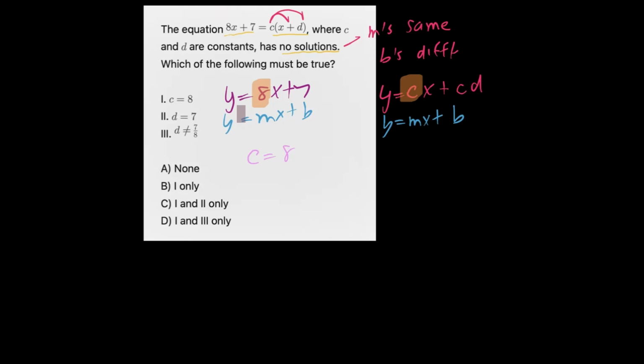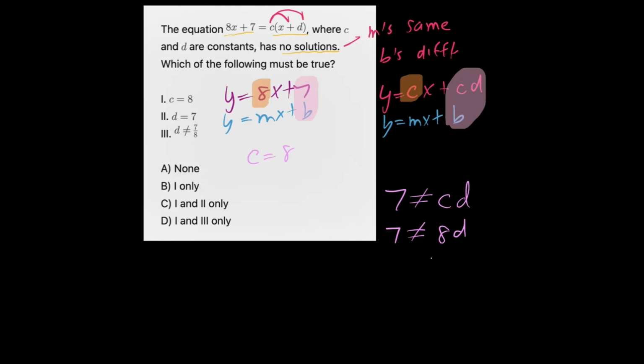But the y-intercepts being different, that's interesting here. Well, the y-intercept here is 7. The y-intercept here is cd. So what we're saying is 7 must not be equal to cd. What I'm going to do is use this not equal sign as an equal sign. In other words, use it as the basis for some algebraic steps. So by the way, we already knew c was 8. So 7 is not equal to 8d.